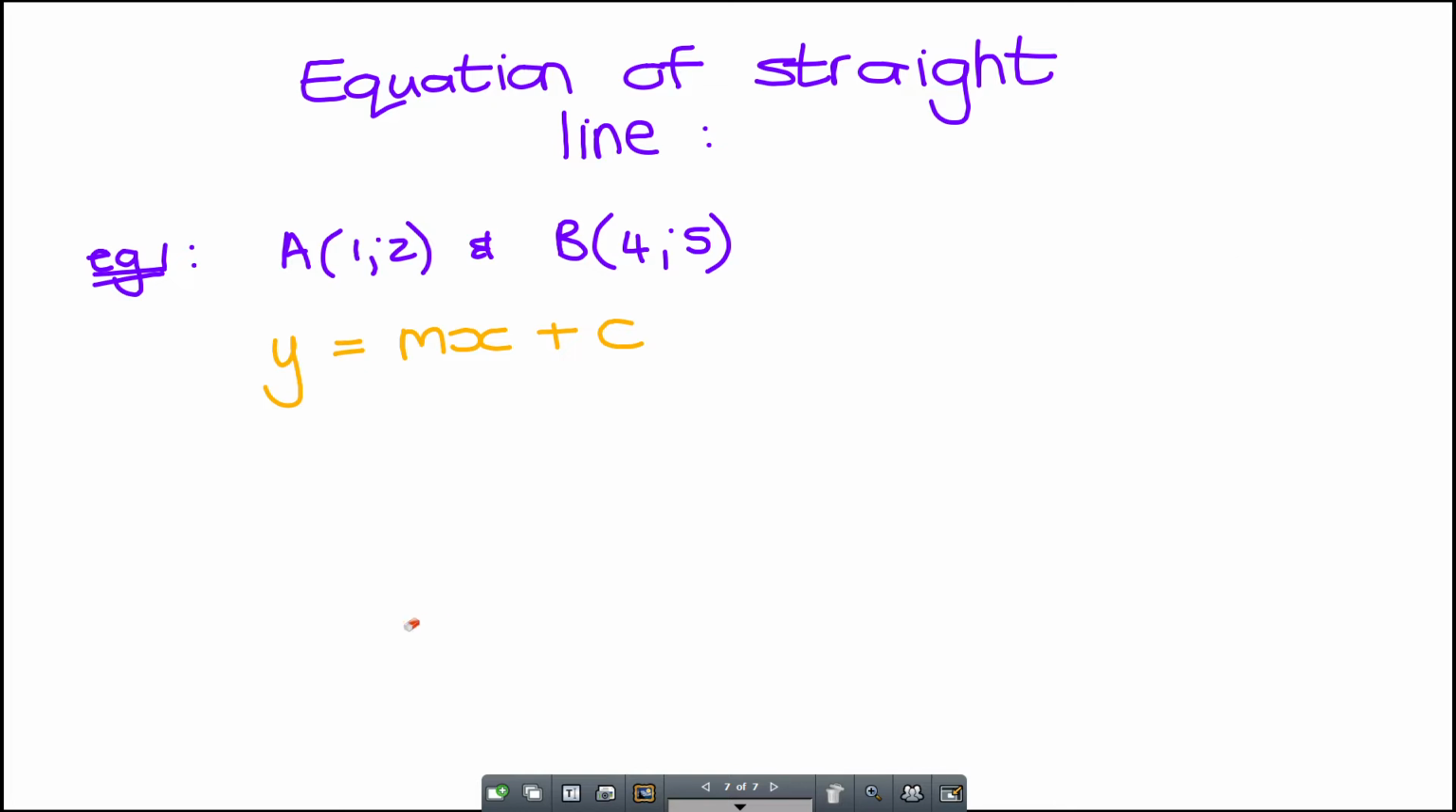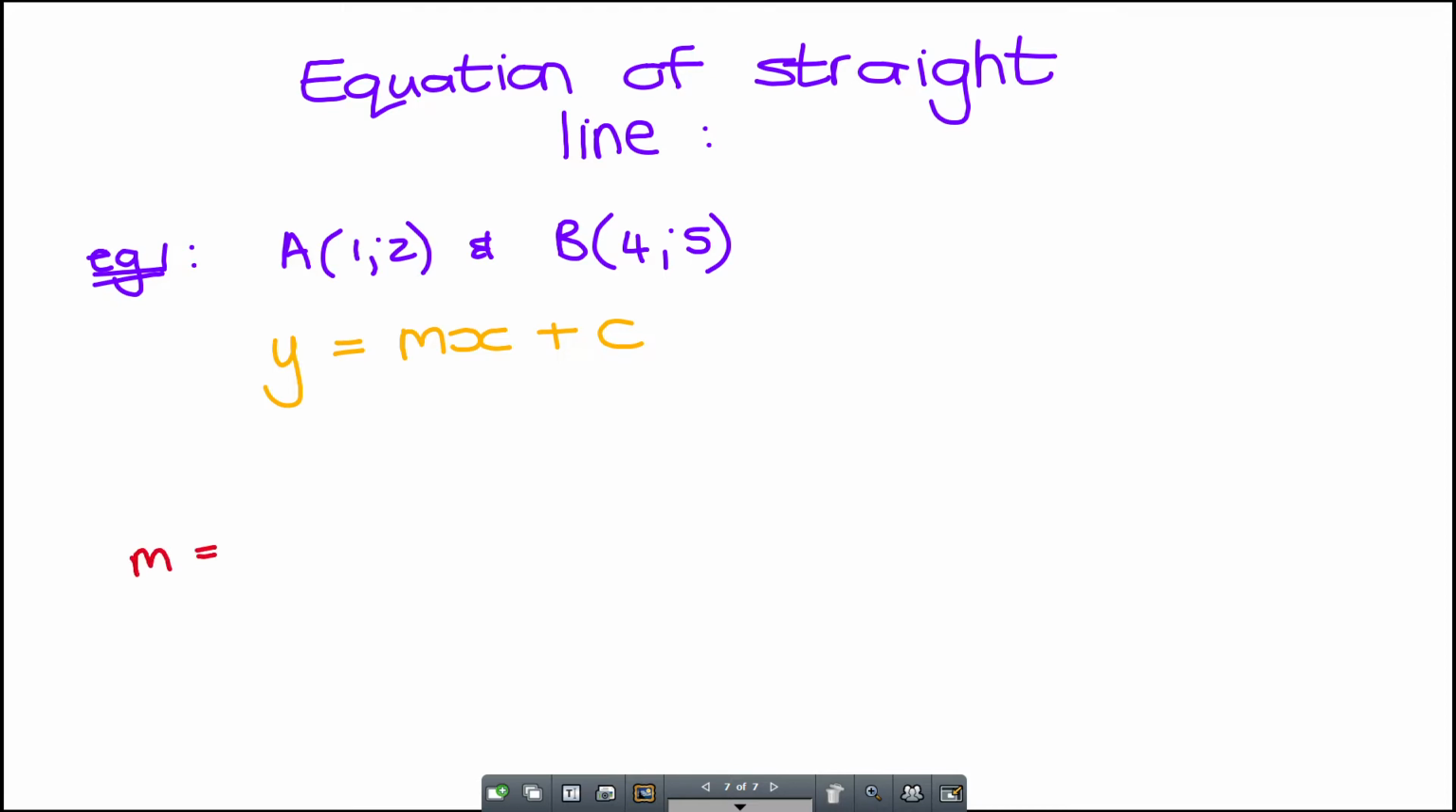Okay, so ek het met ander woorde twee goed nodig. I need two things. I need the gradient, the m, and I need the value of c. Okay, nou c gaan ek op hierdie stadium nog nie kan uitwerk nie. So I'm going to start with the gradient.